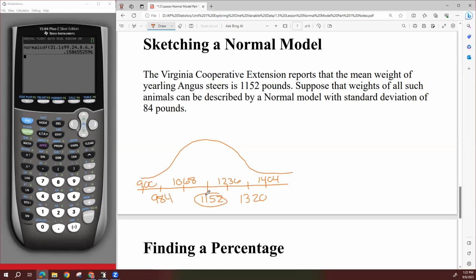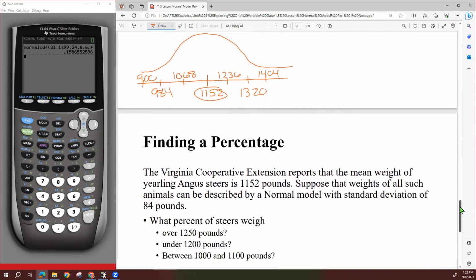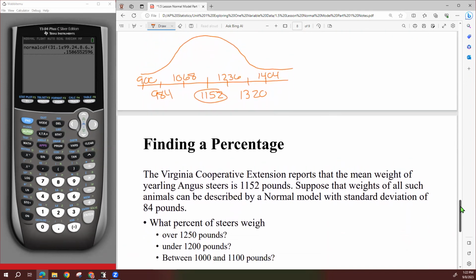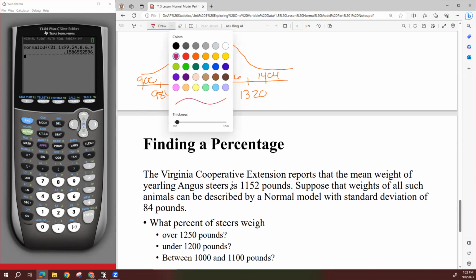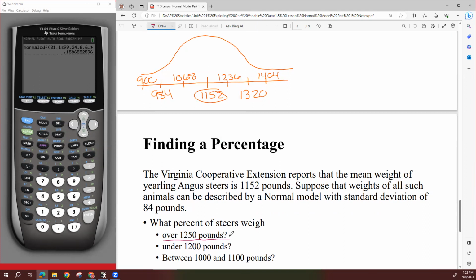Our mean is in the middle, and then I added 84 3 times, subtracted 84 3 times. And so we can use this to find some percentages about the weights of these Angus steers. And so if I want to find out the percent that are over 1,250 pounds, I can go up here and I can see 1,250 is somewhere in here. Not exactly, I don't know, but somewhere in there. So we're looking for this area.